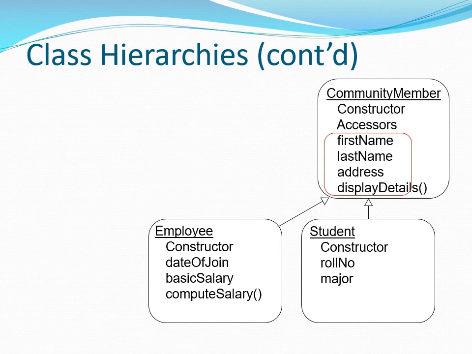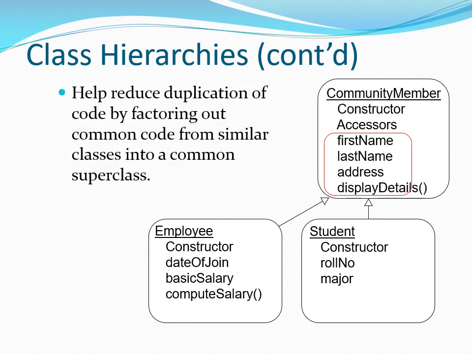If this inheritance was not there, then I would have one class community member full with all these details, and employee also would have to have first name, last name, address, display details on its own inside the class. Similarly, student also would have all these features along with roll number and the major subject. So we can see how class hierarchies help you reduce the duplication of code by factoring out common code from similar classes into a common superclass.